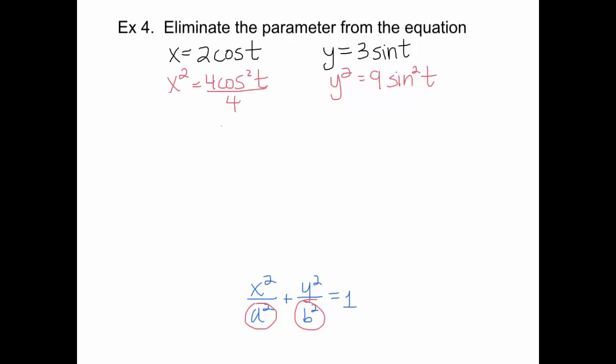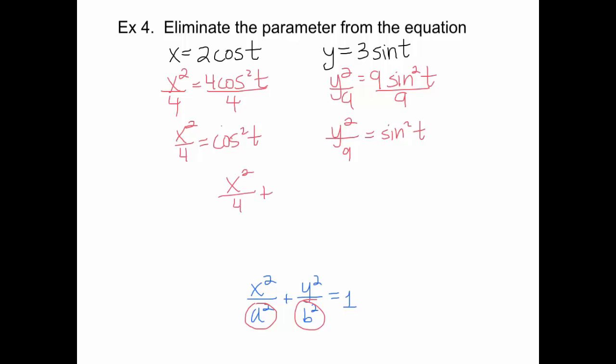So let's divide this side and this side by 4, right? So we get x squared over 4 equals cosine squared t. Let's divide each of these sides by the 9. So I get y squared over 9 equals sine squared t. This is much better. It's already looking like that. X squared over 4. Now I'm going to add it with the y squared over 9. That's going to equal cosine squared t plus sine squared t. Awesome, because we know that's 1.